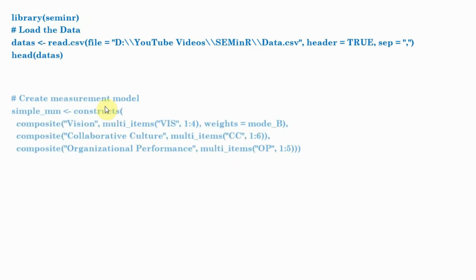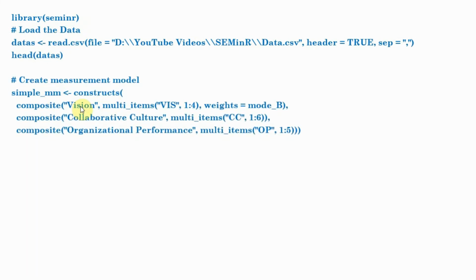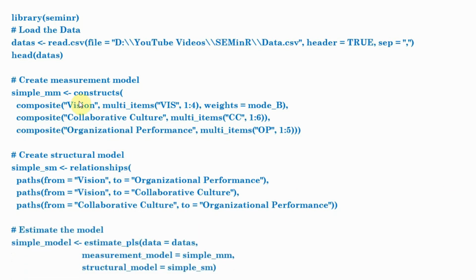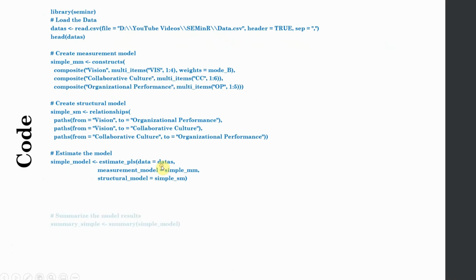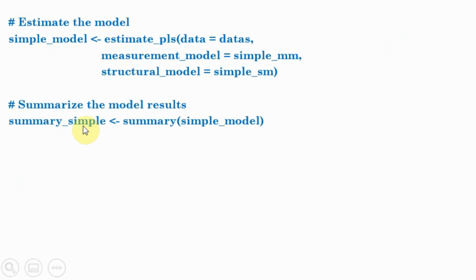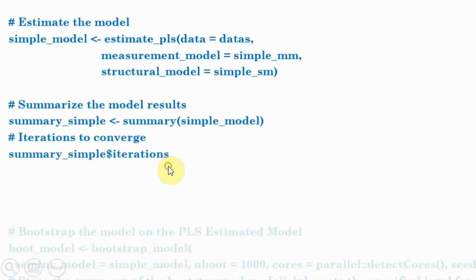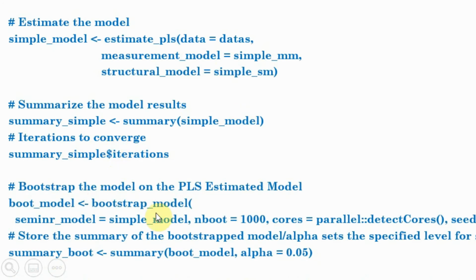Again, we load our data, we specify our measurement model, we create our structural model. Again, vision to organizational performance, that is your direct effect, vision to collaborative culture, IV to mediator, and then collaborative culture to organizational performance, that is your mediator to your dependent variable. Just the three paths as identified in the last slide. Now estimate your model, the measurement model. Now summarize the results and put them in this summary object. Check for the iterations, they should not be over 300. And then bootstrap your model.